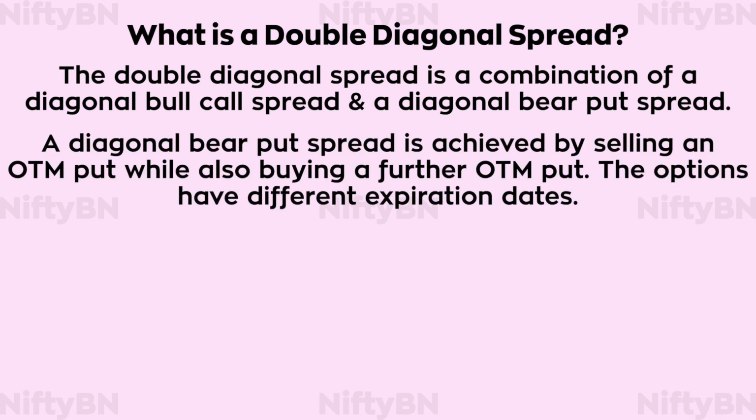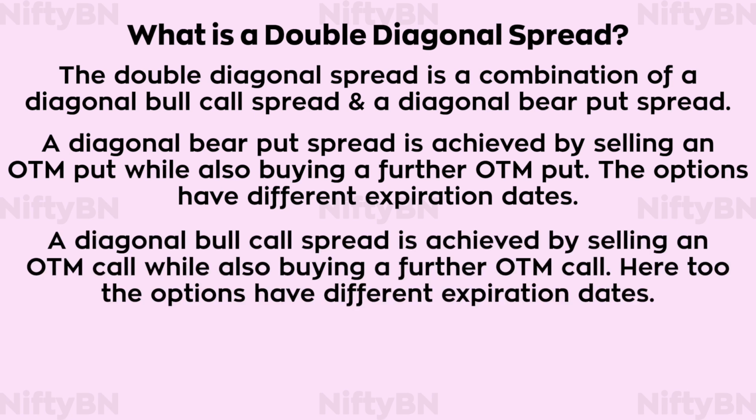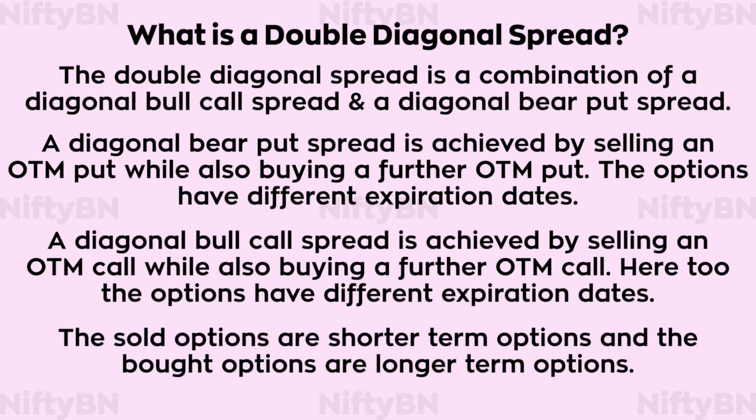A diagonal bear put spread is achieved by selling an out of the money put while also buying a further out of the money put. The options have different expiration dates. A diagonal bull call spread is achieved by selling an out of the money call while also buying a further out of the money call. Here too, the options have different expiration dates. The sold options are shorter term options and the bought options are longer term options.